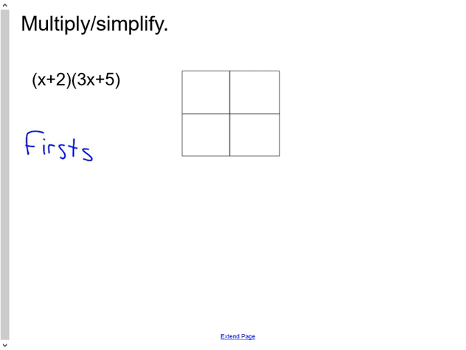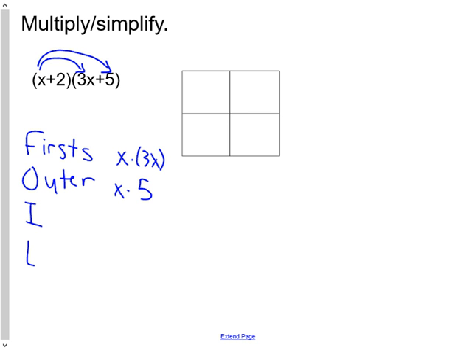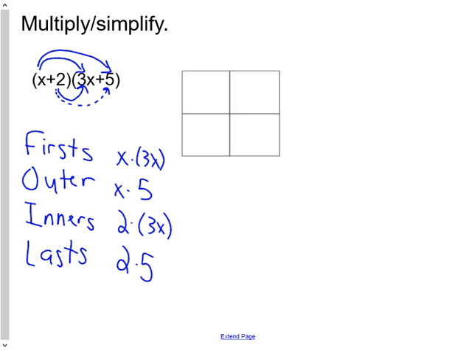The first part in each binomial, multiply. So that would be x times 3x. And then we have our outers. FOIL is F-O-I-L, and there's a word for each of those letters. The x is on the outside and the plus 5 is on the outside, so x times 5. Then I, for inners, would be the 2 numbers on the inside, which is 2 and 3x. 2 times 3x, I put in parentheses because it's a whole thing. And then lasts, which sounds like a funny word, is the last piece in both parentheses, 2 times 5. Now our answer would not simply be that.